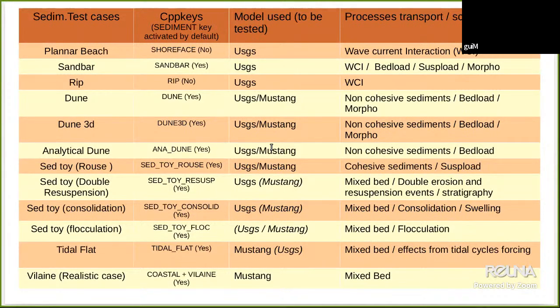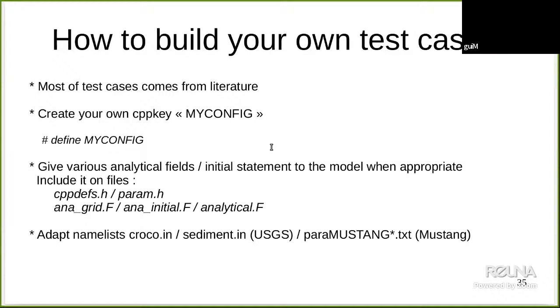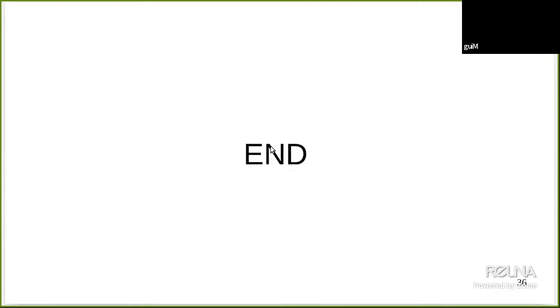If you want to add a line to this table, you can build your own test case. You can go to the literature, create your own CPP key, and give various analytical fields, and put them in different files, cppdefs, and grid, and the initial analytical routine from CROCO. And you can adapt the sediment namelist also for USGS, but also MUSTANG as you want. Voilà. So for me, that's the end.